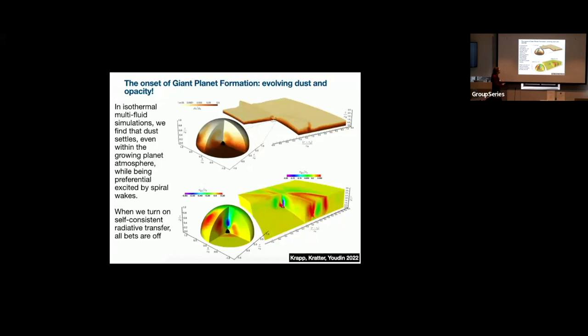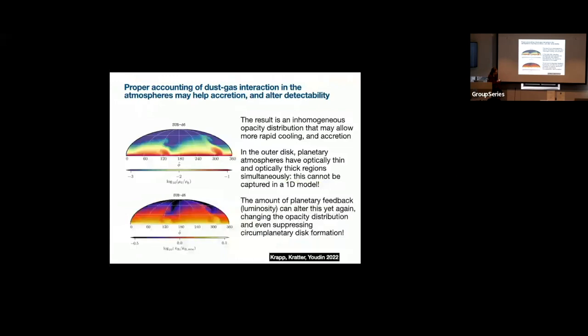And when we turn on radiation transfer in these simulations, things begin to change again. So now we're not only tracking how the cooling will change in these models, but we're actually including that as we calculate the cooling from a growing planet. I'll just show you some results from the isothermal case to give you a sense of why, again, modeling all these different dust species independently is so important.